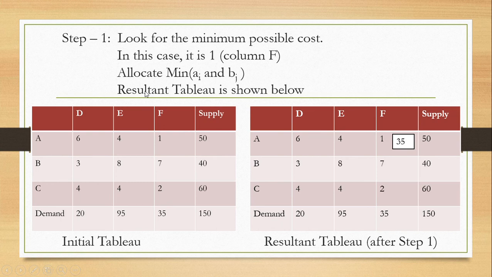So the very first step is to look for the minimum possible cost. This is the initial tableau from the previous slide, which I included here for easier comparison. Now this is the revised tableau. We have to look for the minimum possible cost. This is 1, in column F, and the cost is 1. So we have gone to the 1 and allocated the minimum of Ai or Bj. Ai is 50, which means the origin can supply 50 units, whereas destination F has a maximum requirement of 35. So we have allocated 35. The resultant tableau becomes this.